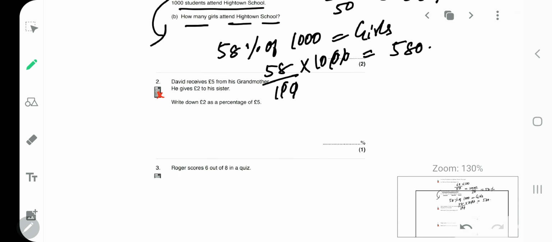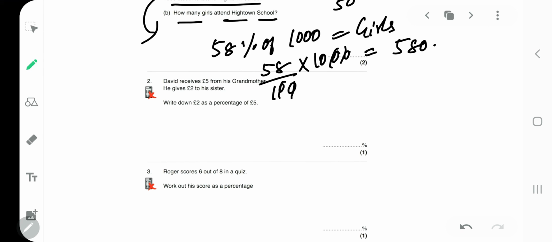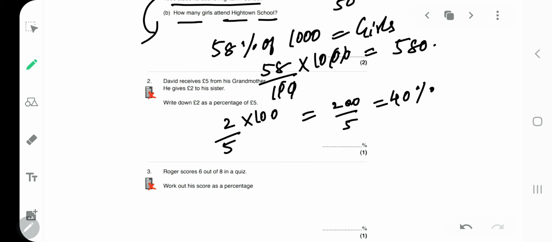Next is, David receives $5 from his grandmother. He gives 2 to his sister. Write down 2 as a percentage of 5. So 2 upon 5 into 100. That will be 200 upon 5. That will be 40%.